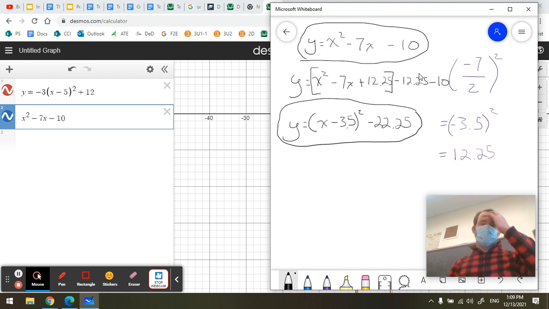So when this gives you a fraction, you can convert it to a decimal here, no problem. I would prefer to work with it as a fraction, and my method is on the board there. It gives me the same thing. This is 22.25. Negative 22.25 is here.